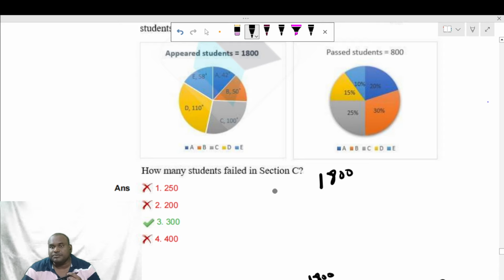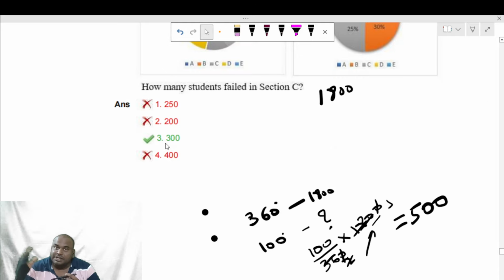Are we supposed to find out 500 students? No. We need failed in section C. 500 is the total number of students appeared from section C. In that some students failed. If you remove the failed students, you will get the passed students, or if you remove the passed students, you will get the failed students. But failed students is not given directly. Passed students is given. Passed students is given as 800.